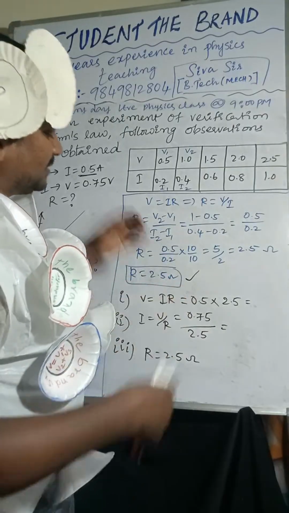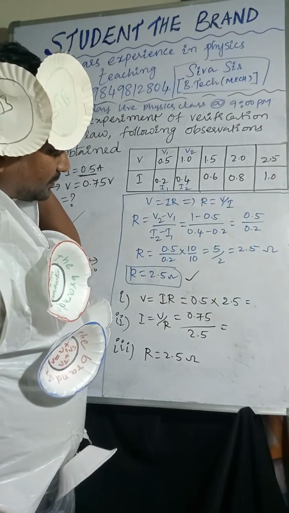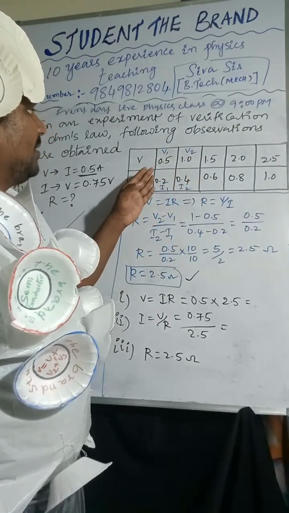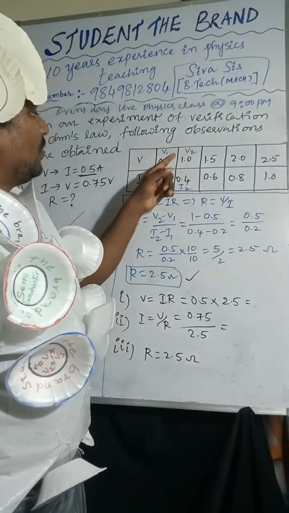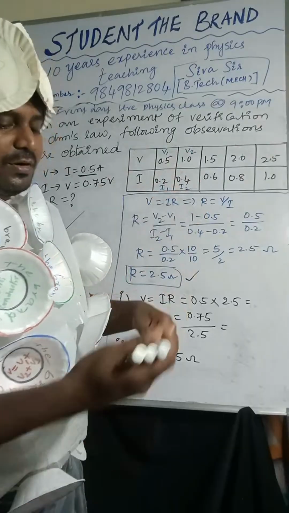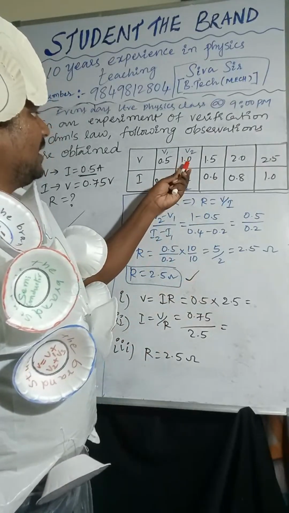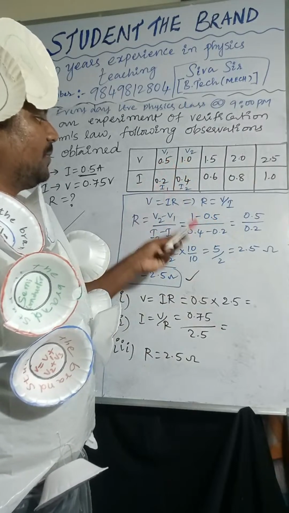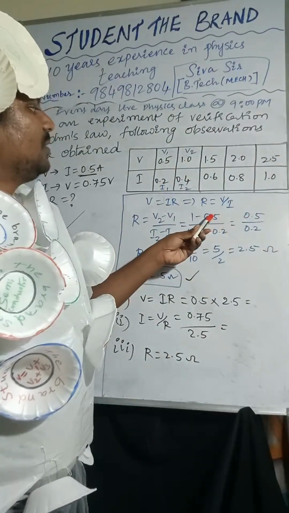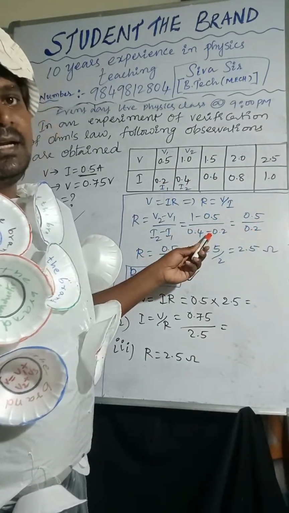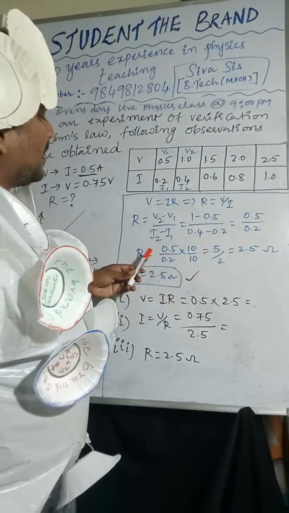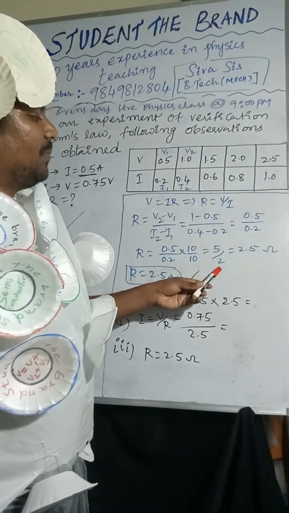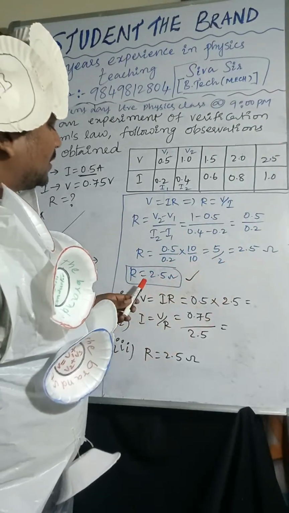Now you can check once. R equal to V2 minus V1 by I2 minus I1, that is 1 minus 0.5 by 0.4 minus 0.2, so 0.5 by 0.2. So R equal to 0.5 by 0.2. Multiply by 10 by 10, we get 5 by 2, that is nothing but 2.5. So 2.5 is the answer.